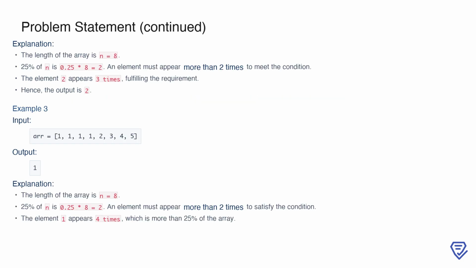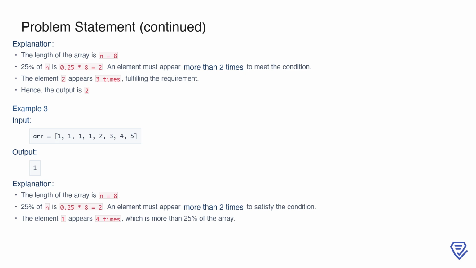Now, let's look at another example. Suppose the input array is ARR equals 1, 1, 2, 2, 2, 3, 3, 3. Here, the length of the array is n equals 8. Calculating 25% of n, we get 0.25 * 8 equals 2. To meet the condition, an element must appear more than 2 times. In this case, the element 2 appears 3 times, which satisfies the requirement. Therefore, the output for this input is 2.